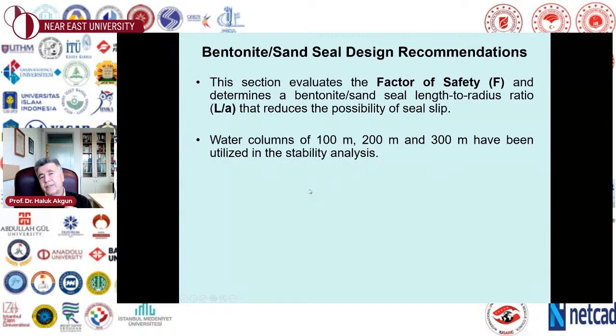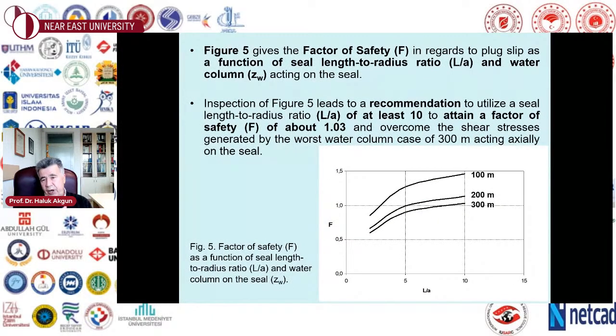So our purpose here was to determine the factor of safety as a function of length to radius ratio for different water column heights. We used water column heights of 100 meters, 200 meters, and 300 meters for our stability analysis. And we came up with this chart given in figure 5. And so this is simply the factor of safety as a function of bentonite sand length to radius ratio, for varying water columns of 100 meters, 200 meters, and 300 meters.